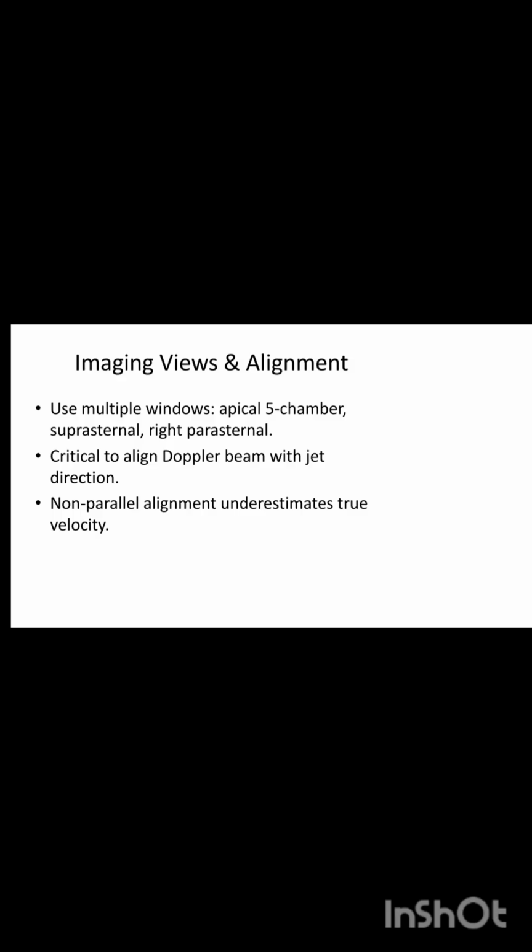Imaging views and alignment: use multiple windows like apical five-chamber, suprasternal, and right parasternal windows. It is critical to align the Doppler beam with the jet direction, because non-parallel alignment underestimates the true and highest velocity.